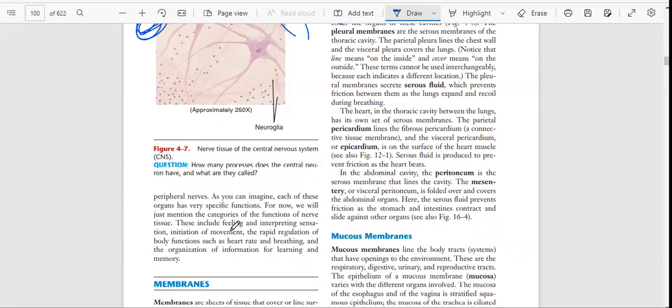So there are a number of functions which can be done by our nervous system. What are those? We can feel something, we can sense something, we can initiate movements.